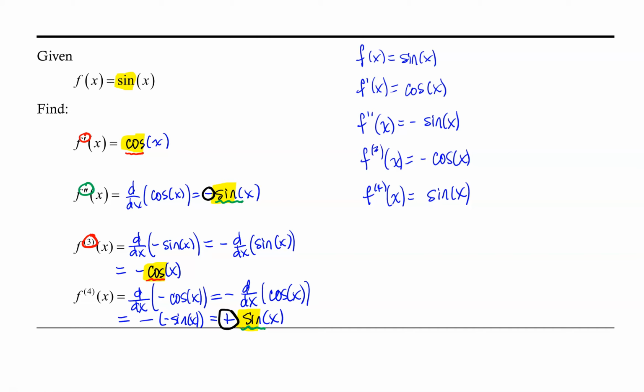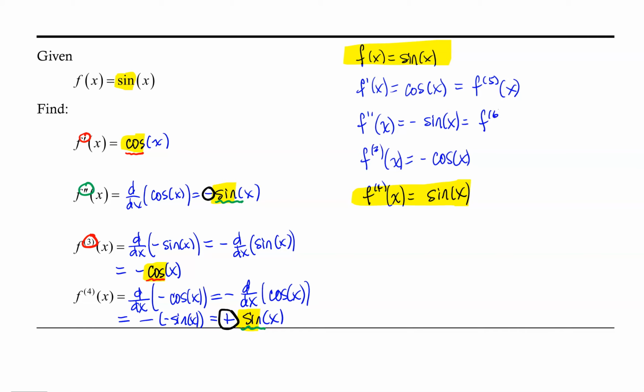So we've gone through a full cycle, and notice that with this fourth derivative, I am now back to where I started from in terms of what the function actually is. So what could we say? Well, we could say that the fifth derivative would be the same as the first derivative, because the derivative of sine is cosine.